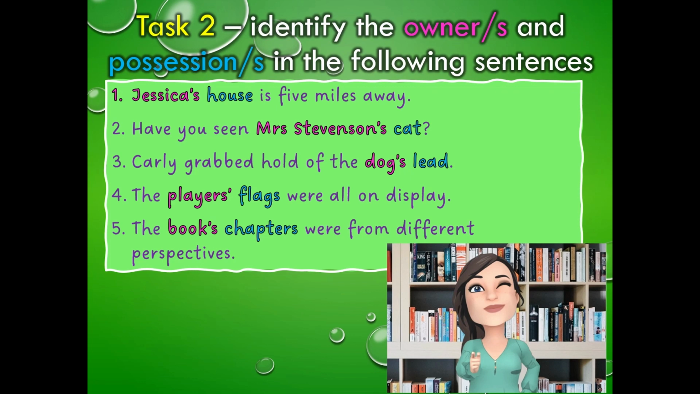There is a tricky one in here, and that is number 3. Did you put Carly as the owner? Remember, in order to have an owner and a possession apostrophe, a possession needs to be right next to the owner. And in this case, there is no possession next to Carly, but there is a possession next to the dogs. And remember also, the apostrophe goes on the owner. So for this task, an easy way of seeing if you've got the answers correct is to check that your owners have got the apostrophe in them.